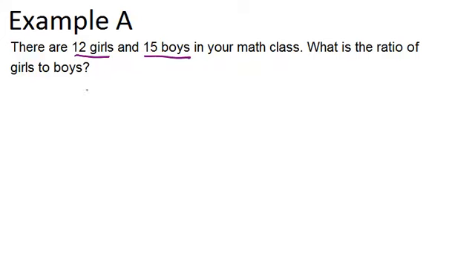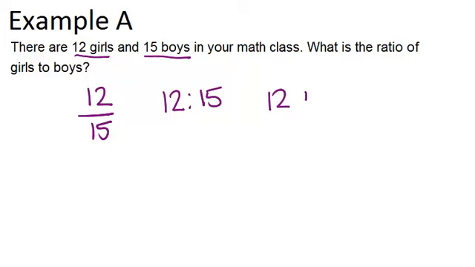We could say the ratio is 12 over 15 because there are 12 girls and 15 boys, so the ratio of girls to boys is 12 over 15. We could also write this a different way. It'd be fine to write it with a colon like this, 12:15, or write it out in words, 12 to 15, like that.